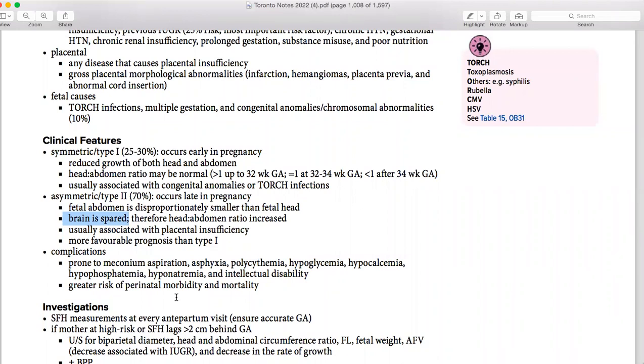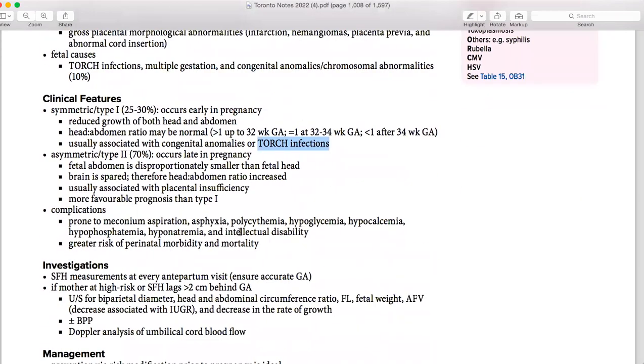Only polycythemia, because the baby is not fully breathing. That's why the RBCs start forming, to overcome that hypoxia, that whole mechanism. That's why polycythemia is happening. Then all the TORCH infections, which happen in asymmetrical IUGR: toxoplasmosis, syphilis, rubella, cytomegalovirus, and others.